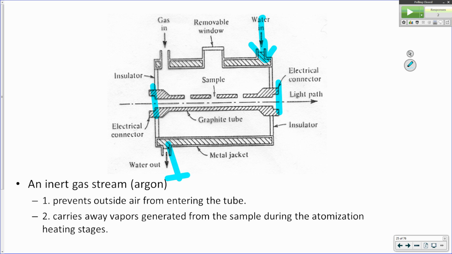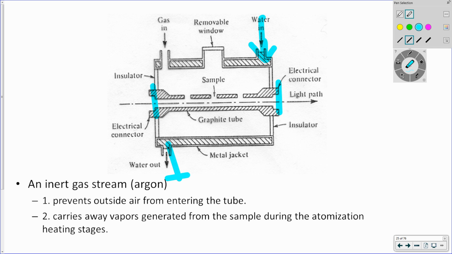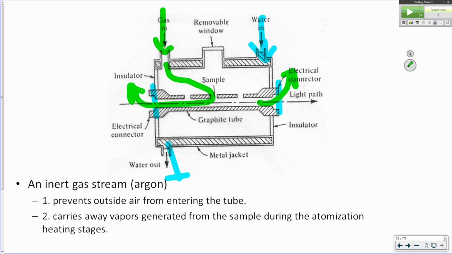And then you also have a gas that's coming in, and typically that gas is going to be argon. And the gas comes in, and it's going to carry the sample out the open ends of the tube. So as the sample is converted into a vapor phase, the gas is going to carry that out.